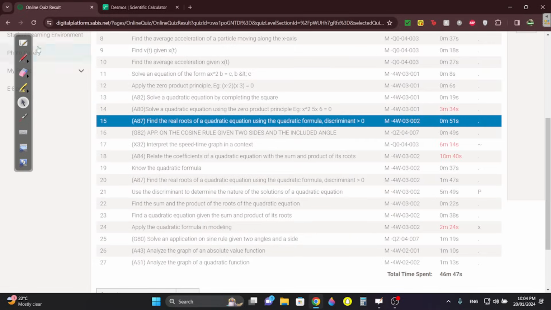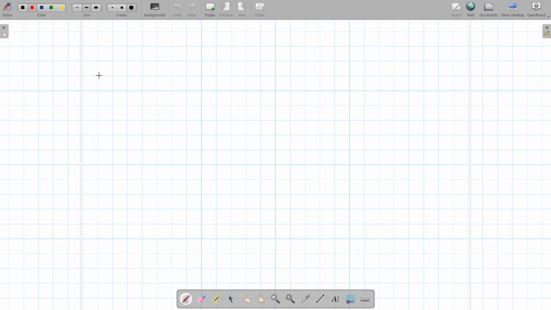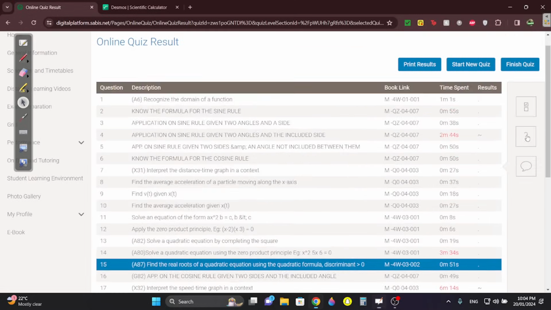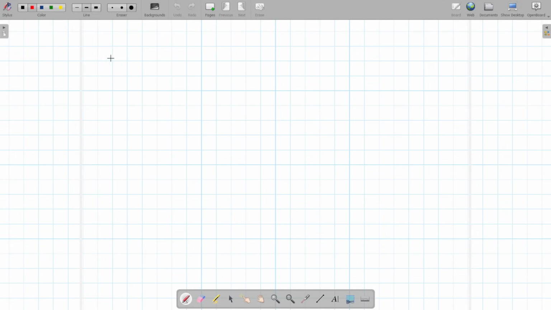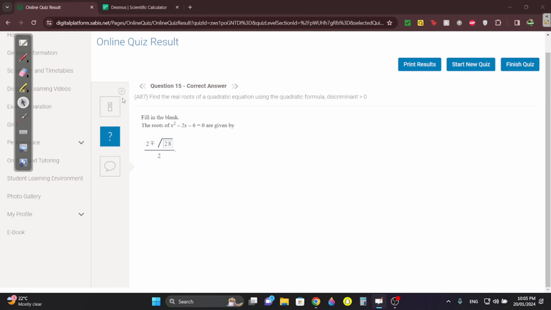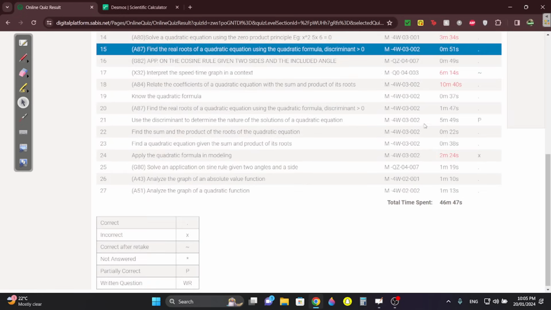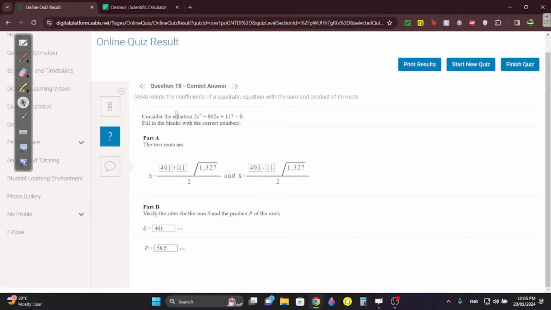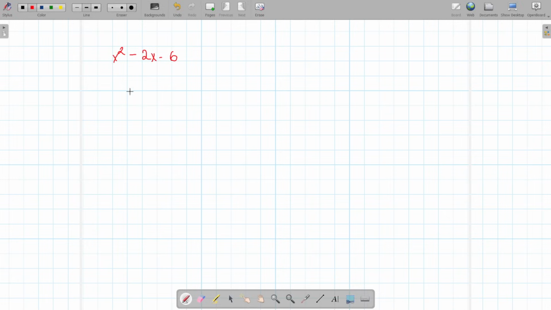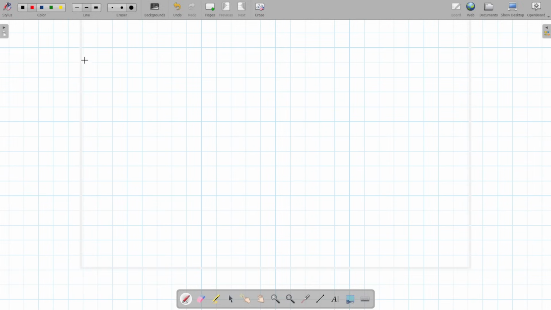Okay. Let me explain the quadratic. If you have a quadratic equation, let me take one. Let's take this one for example. X squared minus 2x minus 6. Okay, actually no, I'll take a harder one. How about this one? 2x squared minus 800, 2x plus 117. Okay, equals zero, and they'll tell you solve this.